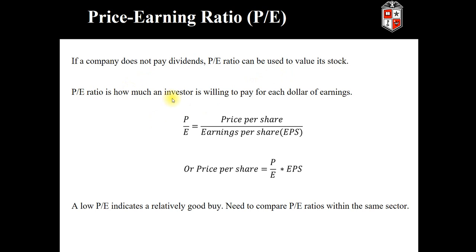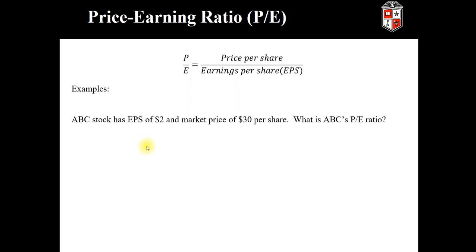Because the P/E is just how much an investor is willing to pay for each dollar of earnings, we can use this to compare. Low P/E, as mentioned before, may indicate a relatively good buy, but it's also important to compare P/Es within the same sector. For example, a low P/E in a tech stock may actually be a high P/E when compared to industrial stocks. Moving on, we can take a look at a few examples.